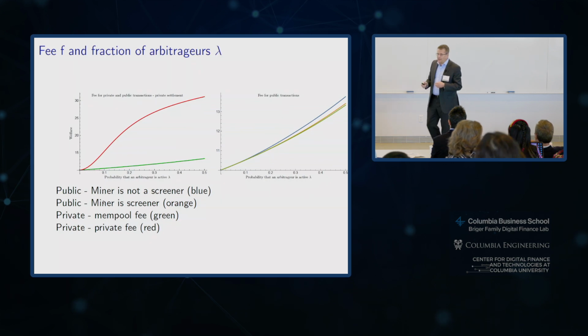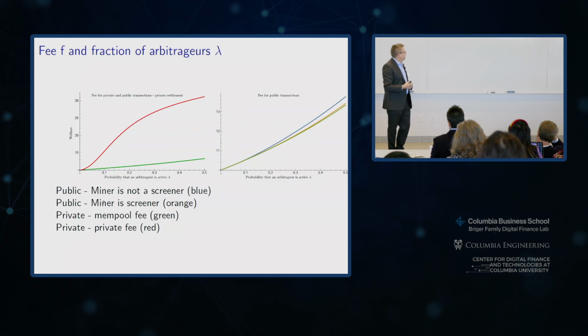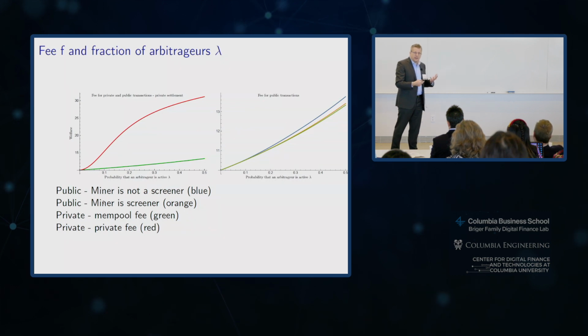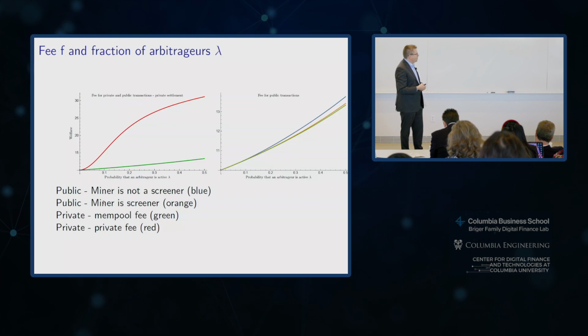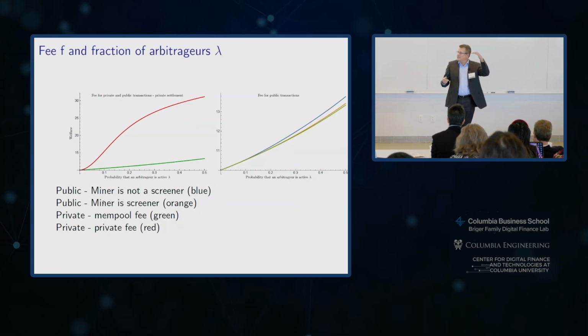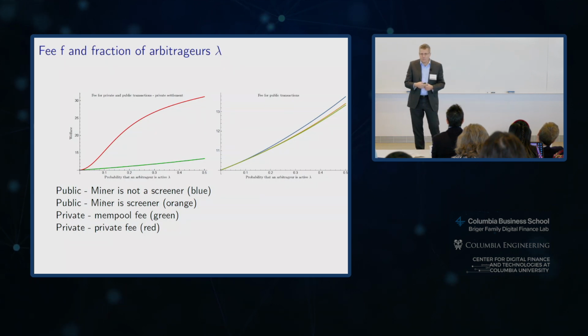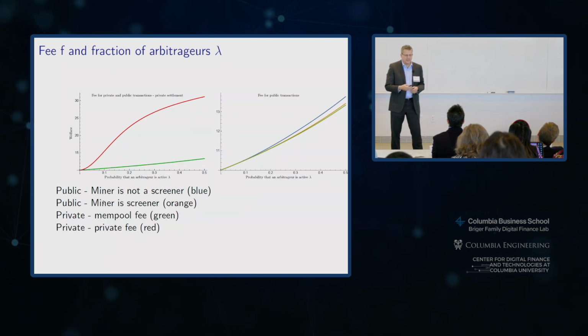On the right graph, you see the fee in the public market and the three equilibria. The blue one is when the miner is not a screener. The orange one is when the miner is the screener, but everything goes to the mempool. And the green line is with the introduction of Flashbots, when you have a private market interface. We see that the fee for the ordinary users goes down and is lower when this private market is present.